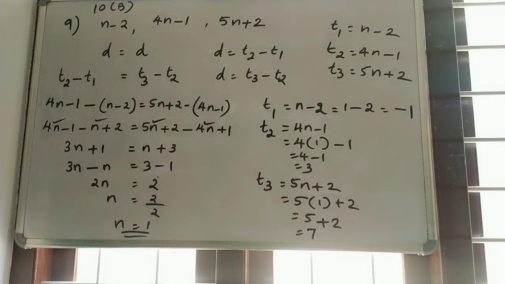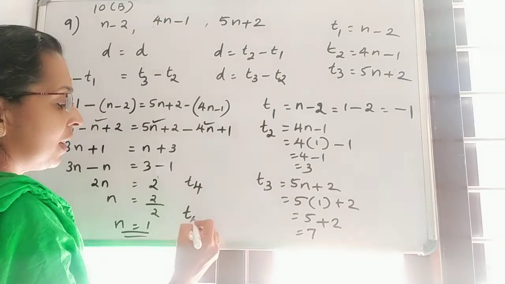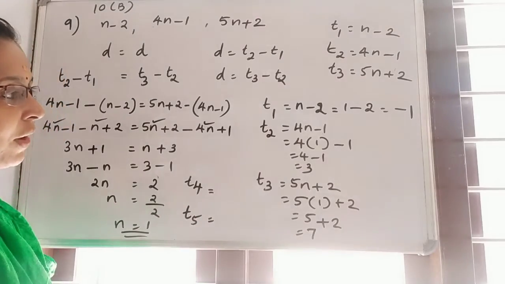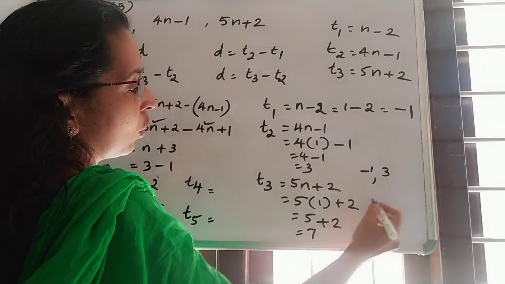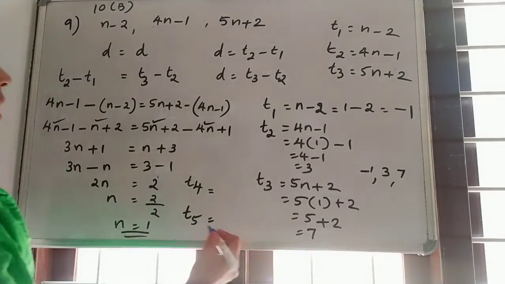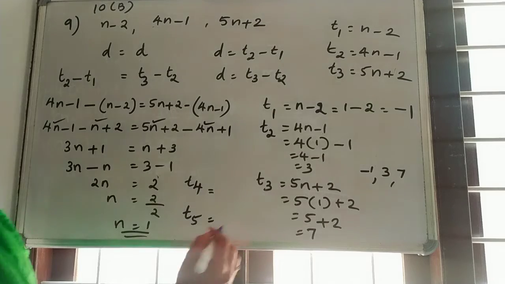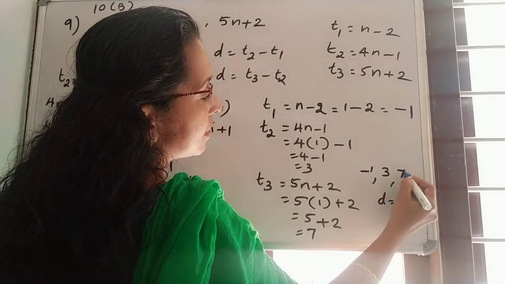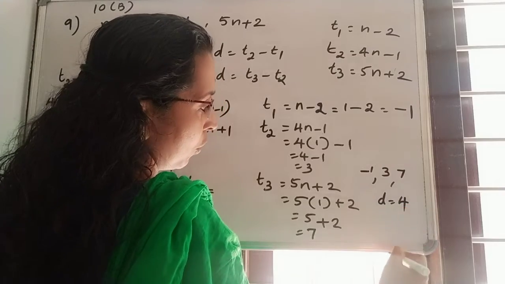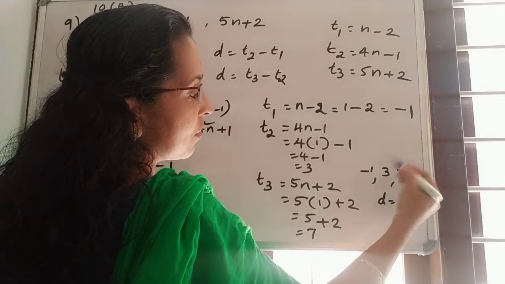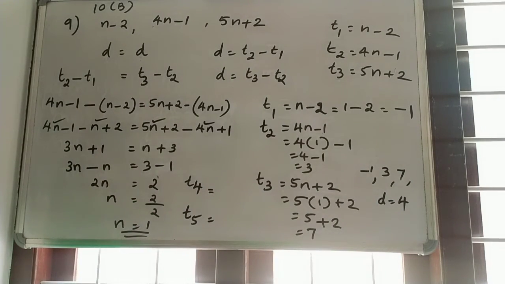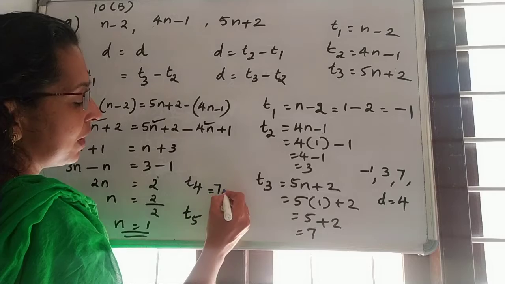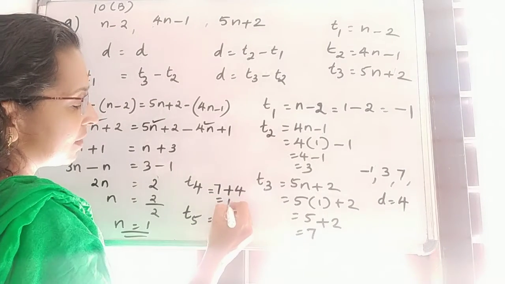But they are asked to find out the next two terms. So the next two terms are which one? T4 and T5. Here the sequence will be negative 1, 3, 7. So what is the common difference here? Common difference will be 7 minus 3, which is equal to 4. So the next value will be 7 plus 4, isn't it? So T4 will be 7 plus common difference 4, that is equal to 11.